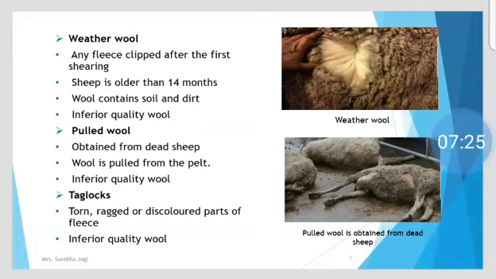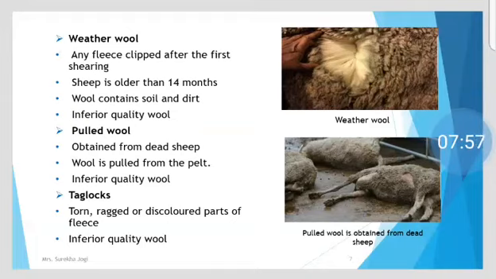Next is wether wool. Any fleece clipped after the first shearing is called wether wool. It is generally older than 14 months. It means when wool is sheared from the same sheep after the first shearing, it may be the second or it may be the third, it is called wether wool. As this wether wool contains soil and dirt, it is inferior quality wool.